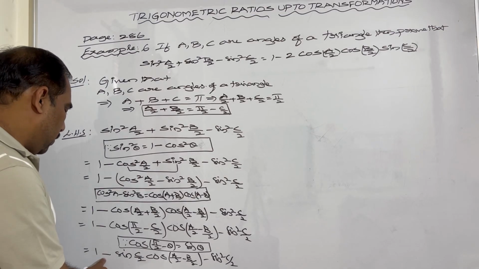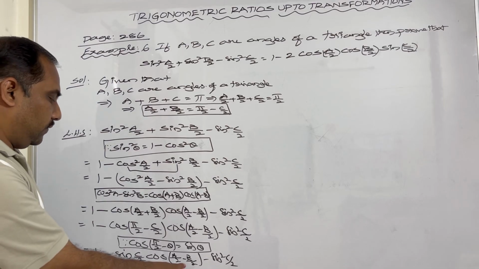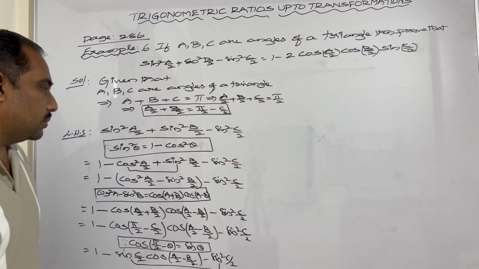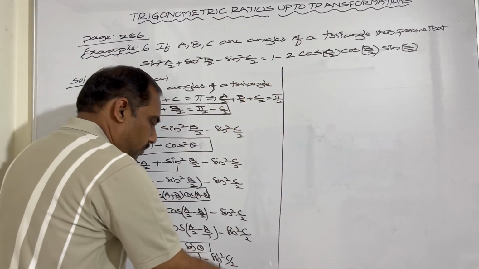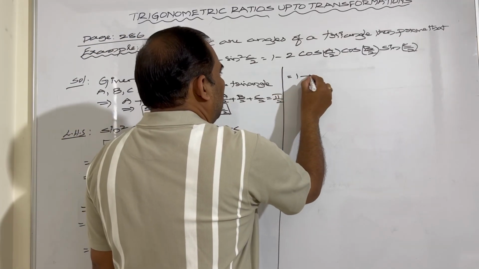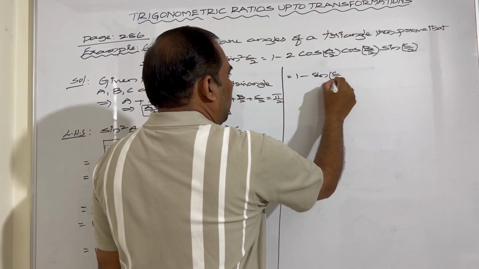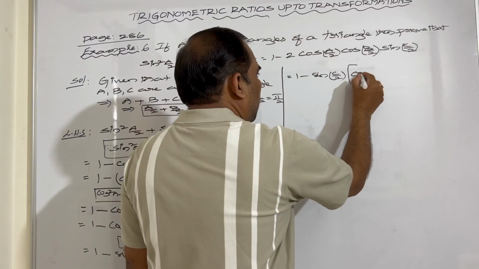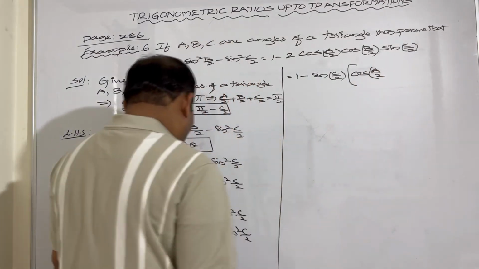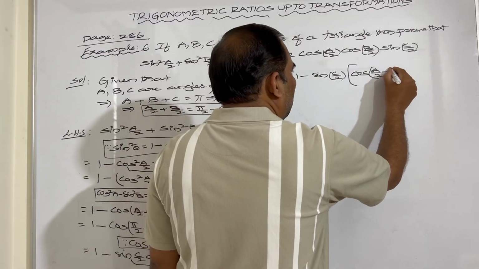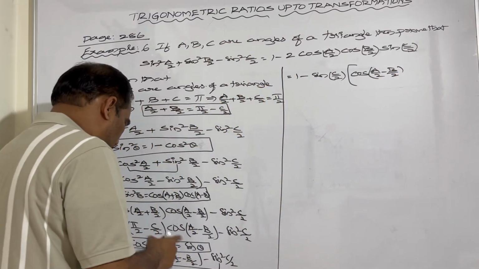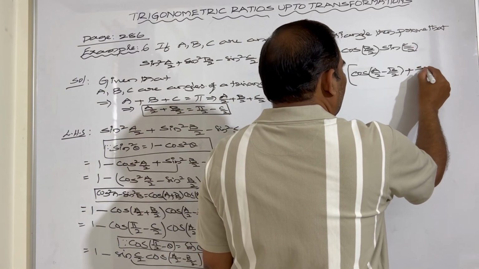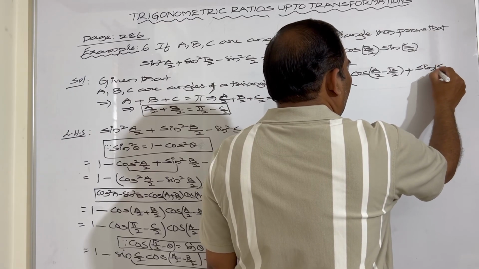See, observe here, 1 minus sin C by 2 into cos of A by 2 minus B by 2 minus sin square C by 2. So from these two terms clearly we can take the common, so minus sin C by 2. When you take minus sin C by 2 common, one is written as it is, and minus sin C by 2, if you take common here, cos of A by 2 minus B by 2 is as it is, and here already taken minus sin C by 2 common, so that's why here we get plus sin C by 2.